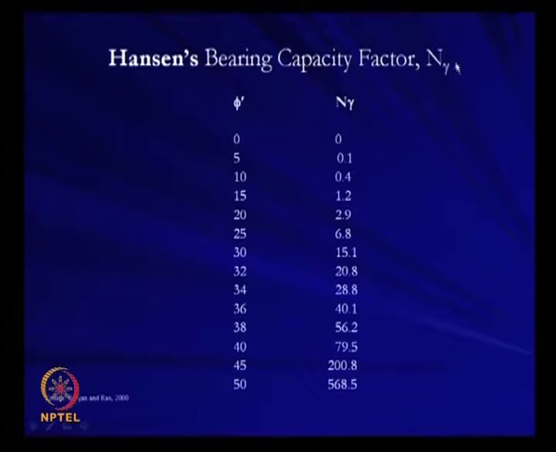But for the N gamma factor, Hansen has recommended one table, to determine N gamma corresponding to the phi value, for different phi values. This varies from 0 degree to 50 degrees. These are the values of NQ. So, by using the Meyerhof table for Hansen's recommendation, we can determine the NC and NQ bearing capacity factors, and by using this table we can determine the N gamma bearing capacity factor.